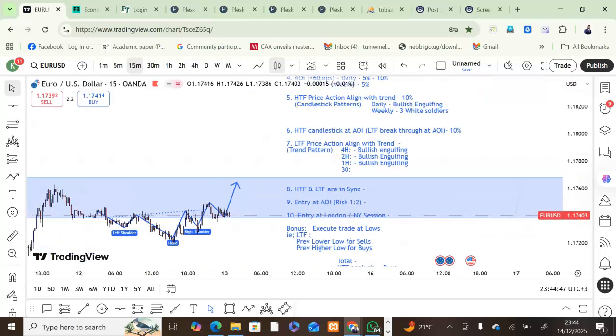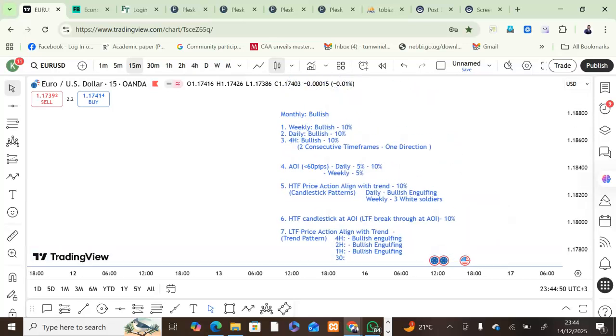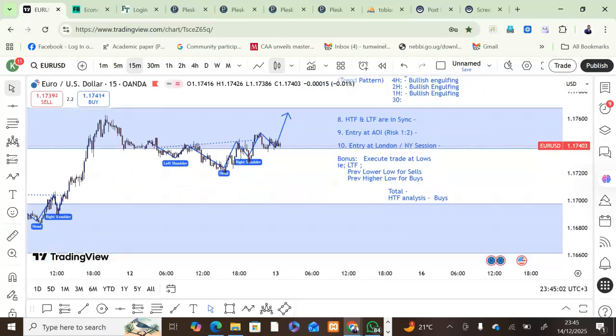Remember this, the thing that gives you the direction where you're going to go is the weekly, the daily, the 4 hour. So if they tell you bullish, weekly bullish, daily bullish, 4 hour bullish, that means you have to look out for buys. Yeah, the HTF analysis says buys. That means everything you're looking out for is buys.